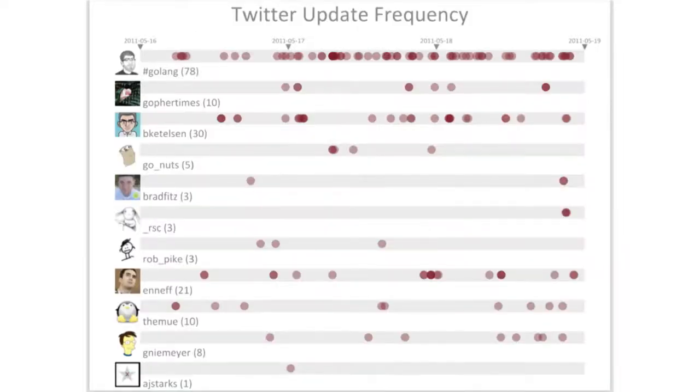This is a visualization of Twitter update frequency. You give it a keyword, and you take the top 10 tweets, and you can see how many times people have tweeted on that particular thing over a particular period of time.